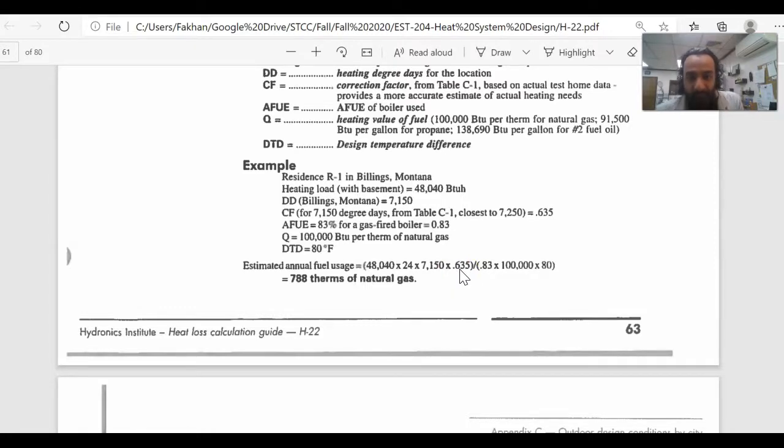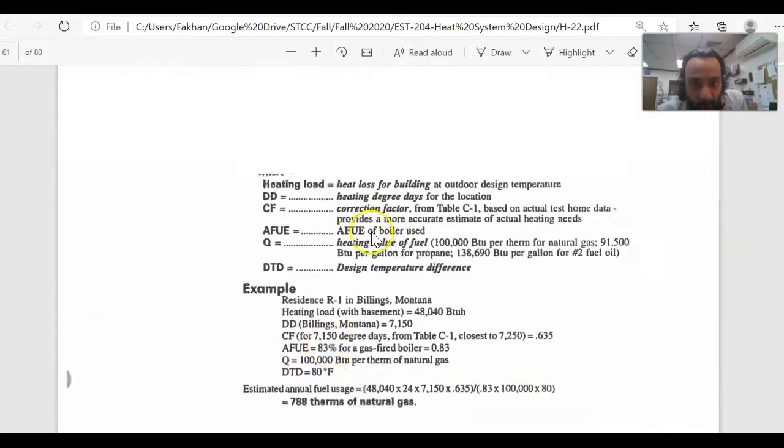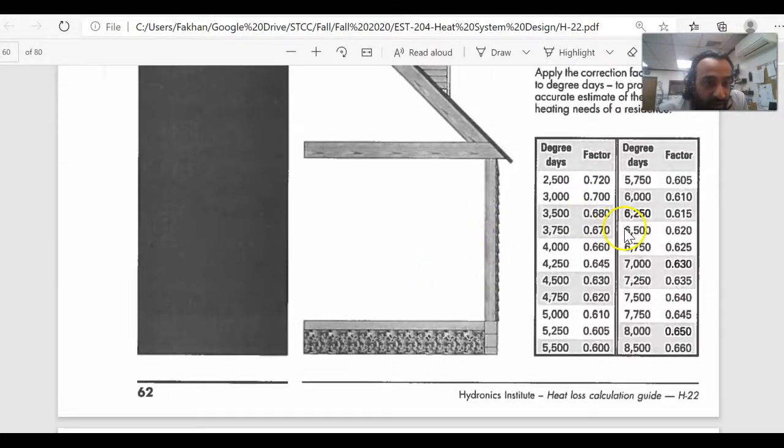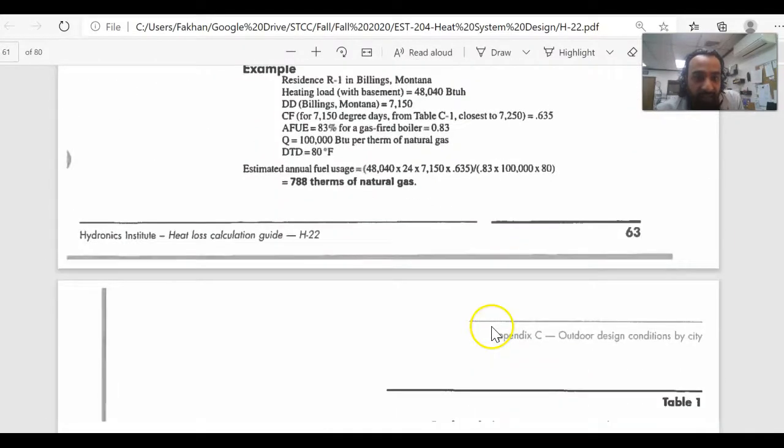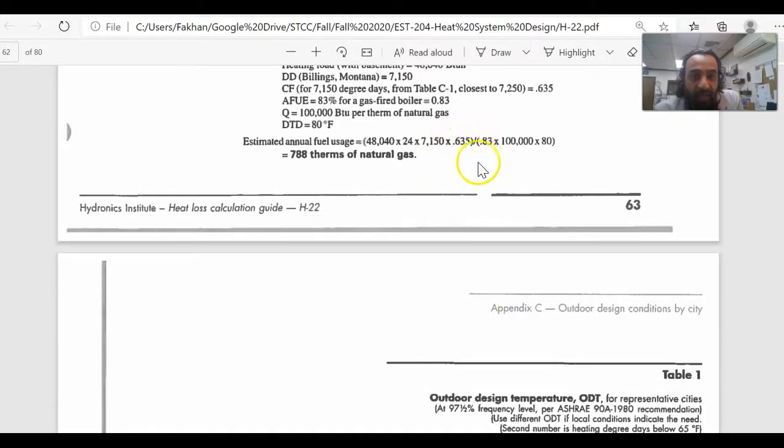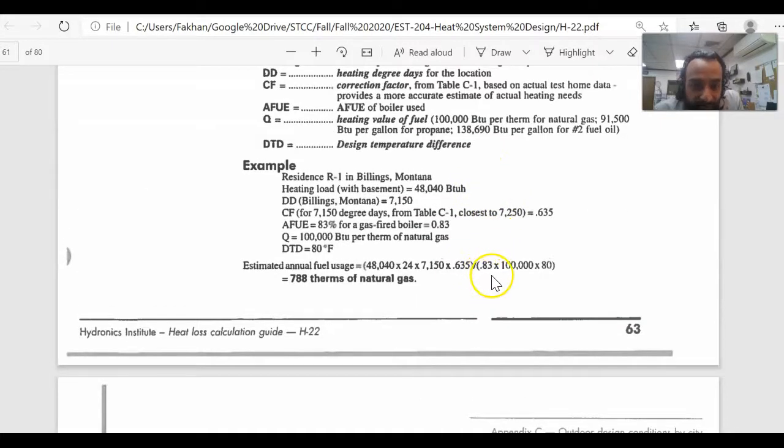That is the correction factor depending on the degree days, because I guess they are assuming that you are not going to heat for all days, so there is a correction factor for that. You add this in here and you divide by 0.038, the efficiency for burning gas. If you have fuel, it's going to be different. And the Q is the heat quantity per therm of natural gas. If you are using oil, it's going to be different.